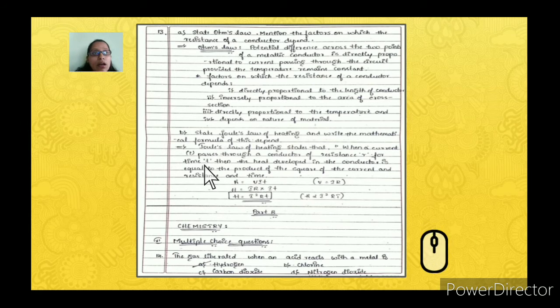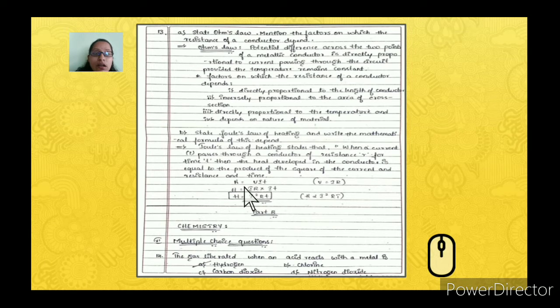The next question is: state Joule's law of heating and write the mathematical formula of Joule's law of heating. Joule's law of heating states that when a current passes through a conductor of resistance R for time t, then the heat developed in the conductor is equal to the product of the square of the current, the resistance and the time. That is, H is equal to VIT, where V is equal to IR.